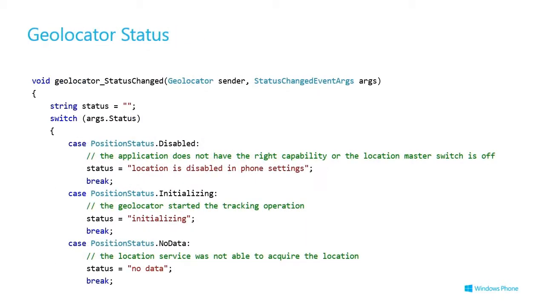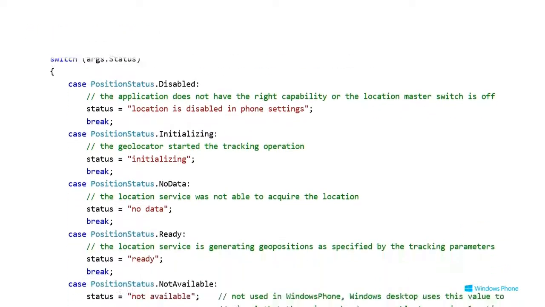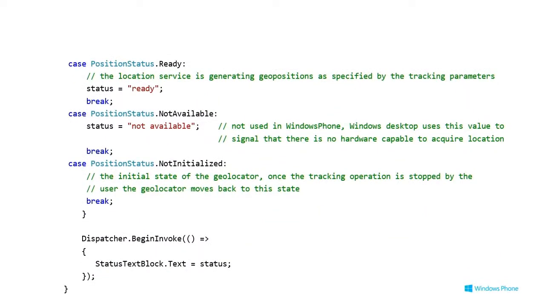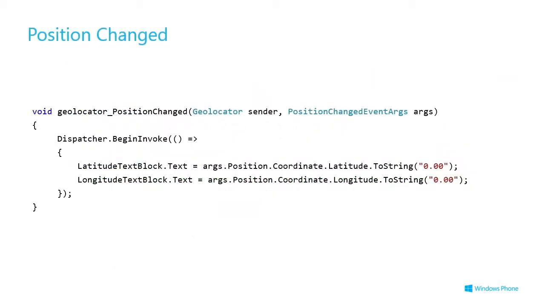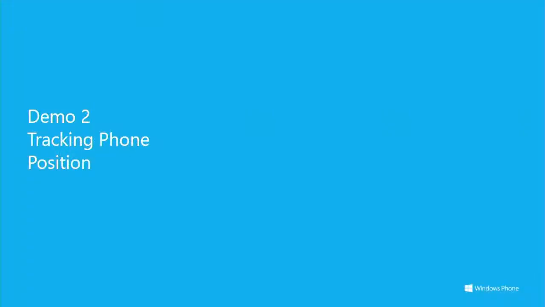This is the status changed event handler. If you get position status disabled out of that, again, that's another indication that the user has disabled location in the phone settings. Otherwise, you'll get these other events firing as the GPS hardware or the geolocator starts the tracking operation. And when it's ready, it will start generating geopositions, and you'll start getting geoposition changed events. This is what the position changed event handler will look like. Very simple. It just fires, and you get a new position changed event args object, and you can pull out of that your new position. Pretty simple stuff. So the next demo does just that.